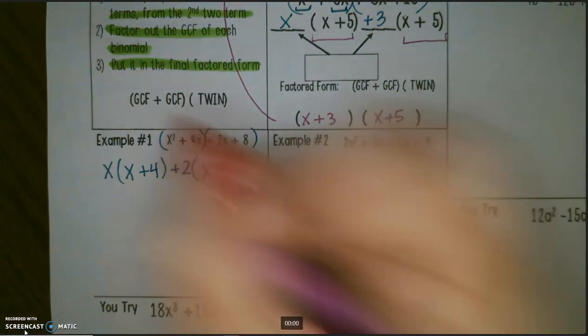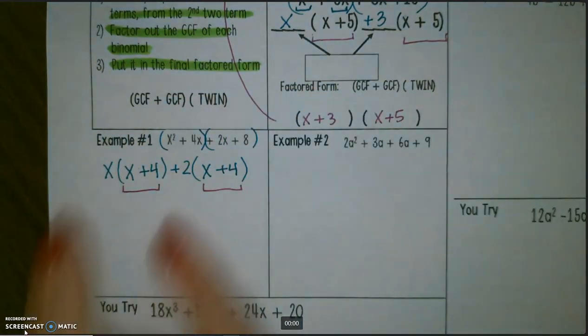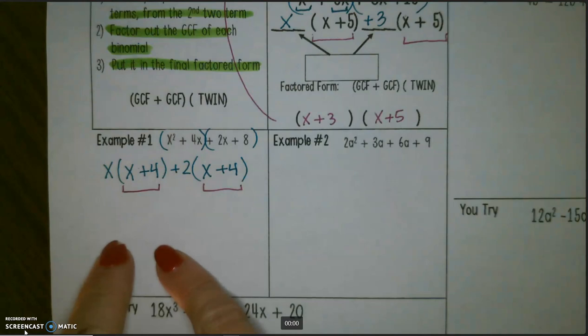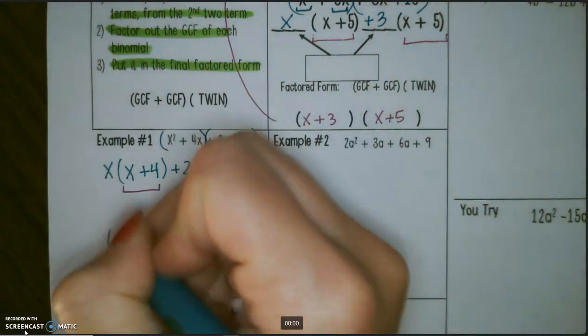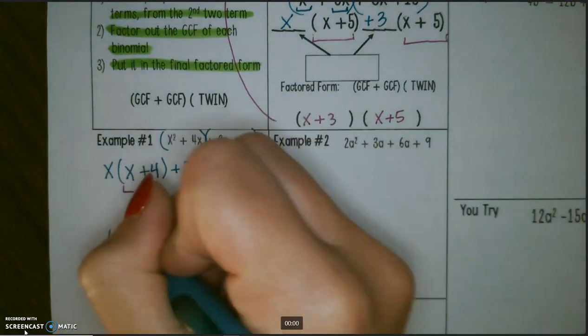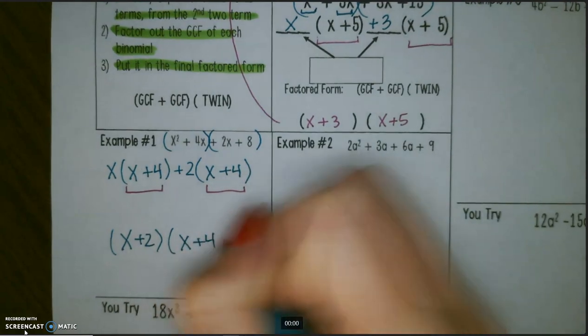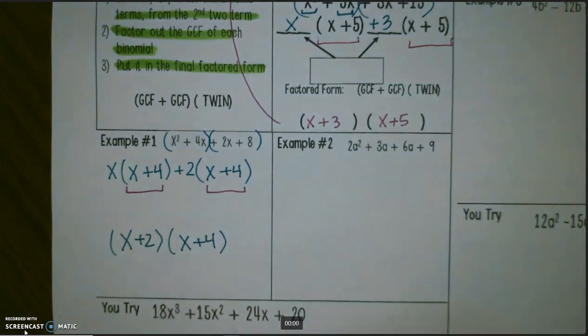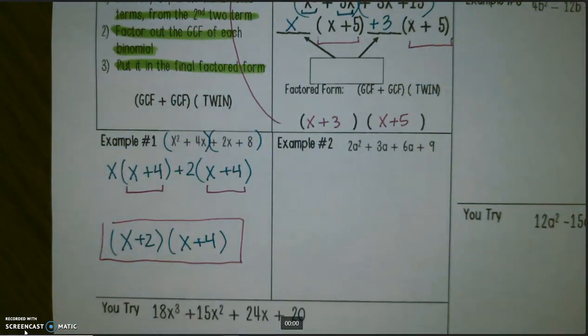Right, now notice I see my twins right here. So we're going to pull our GCFs into one set of parentheses, and I'm going to pull my twin into the other set of parentheses. So my first GCF was x, my second GCF was a positive 2, and my twin was x plus 4. All right, one more time.